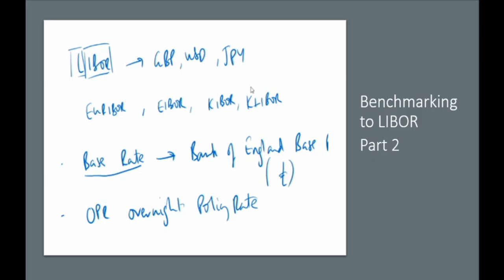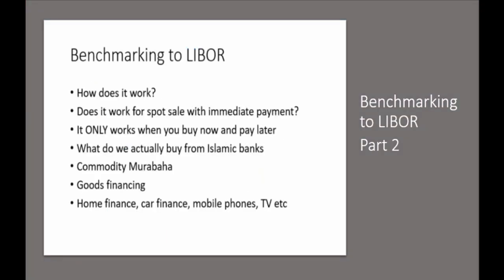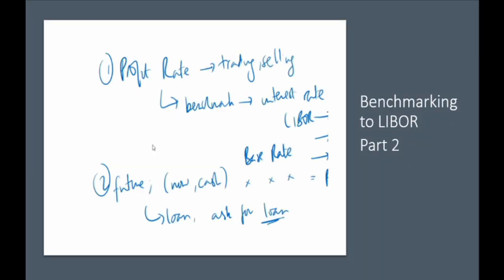In part 2, we will look at some of the rates that are used globally in the financial markets, like LIBOR and other alternative rates as well. And we will begin to talk about what it means to benchmark a sale price to LIBOR. We will go through an example which explains clearly how an Islamic bank uses LIBOR to benchmark its profit rate in a sale transaction.